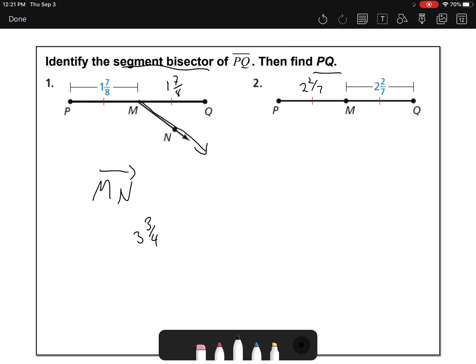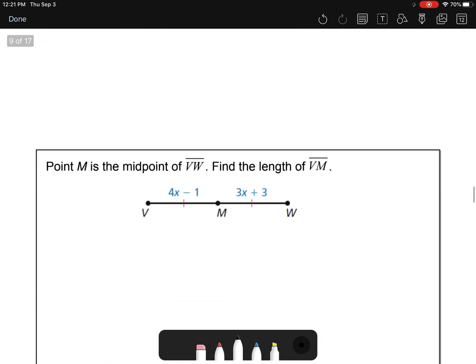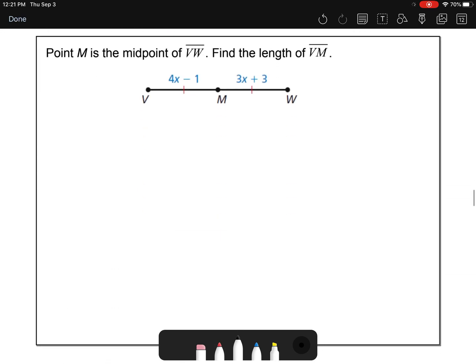Number 2, if MQ is 2 2/7, then PM is 2 2/7. What's the segment bisector? Looks like it's point M. So therefore, the sum of those two would be 4 4/7. So that would be the length of PQ in that case.